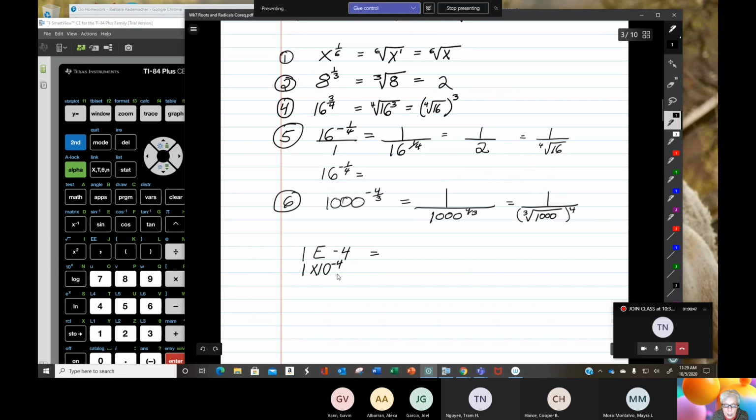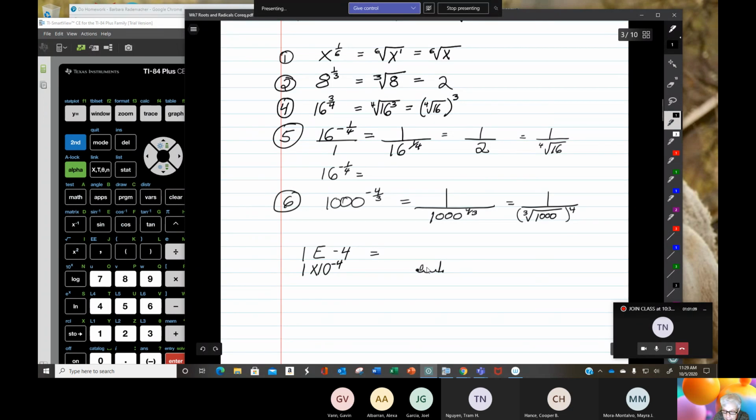This is a code, and what it means is you start with 1, with an understood decimal right there, and you're going to shift the decimal 4 places to the left. So 1, 2, 3, 4.